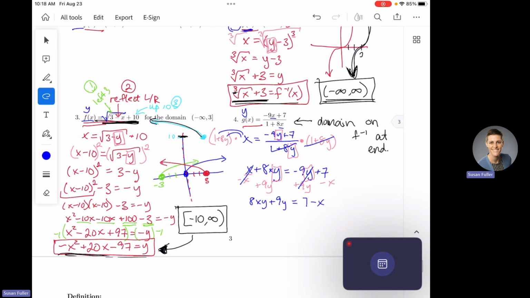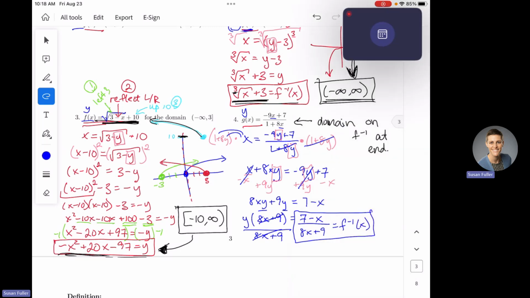And now everything over here has a y in it, which lets me factor it out of this side. And when I do that, I get y times 8x plus 9 equals 7 minus x. And now to get y by itself, all I have to do is divide by that lovely 8x plus 9. And now I have y equals this beautiful fraction, which is my f inverse function. That is my inverse function.